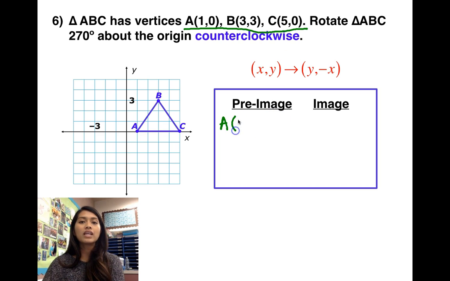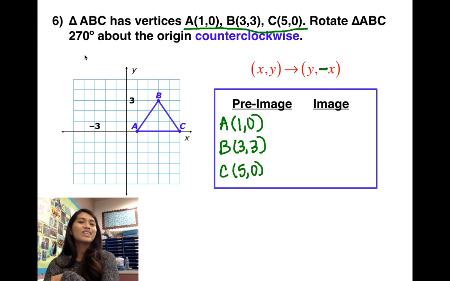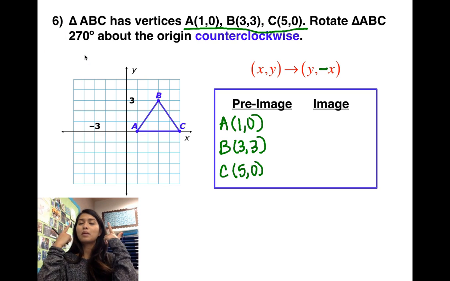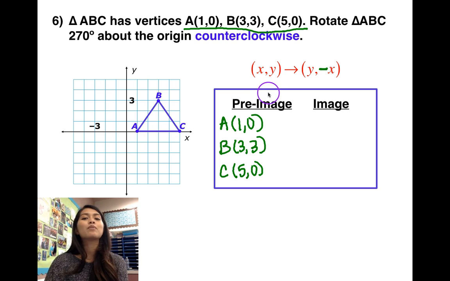So I'm going to go ahead and say A is 1, 0. B is 3, 3, and C is 5, 0. For a 270 degrees rotation, it is one of the switches. And again, the reason why we're taking the opposite of the second is because when you compare 90 and 270, 270 is larger. So that's, again, my way of thinking. You can totally, once again, come up with your own. If you feel there's something better or you see things differently, that would be great.